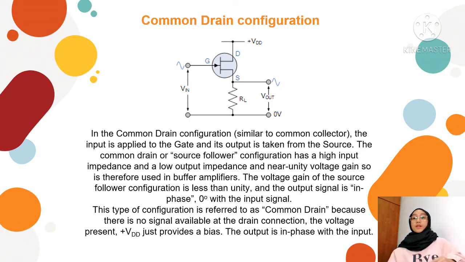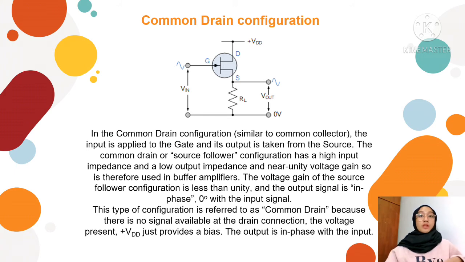And this is the last configuration, which is the common drain configuration. In the common drain configuration, it is similar to the common collector in BJT. The input is applied to the gate and the output is taken from the source. The common drain or source follower configuration has a high input impedance, a low output impedance, and near unity voltage gain, therefore it is used in buffer amplifiers. The voltage gain of the source follower configuration is less than unity, and the output signal is in phase, 0 degrees, with the input signal.